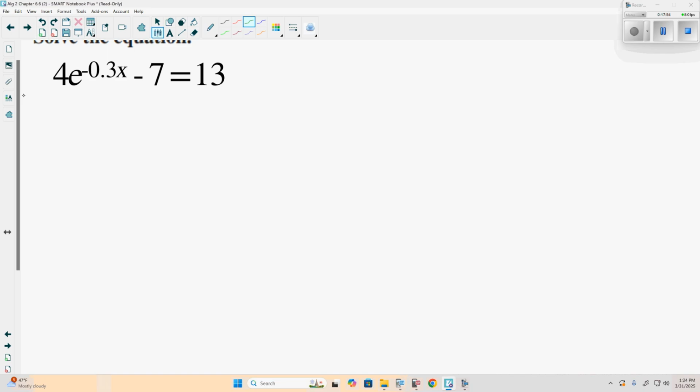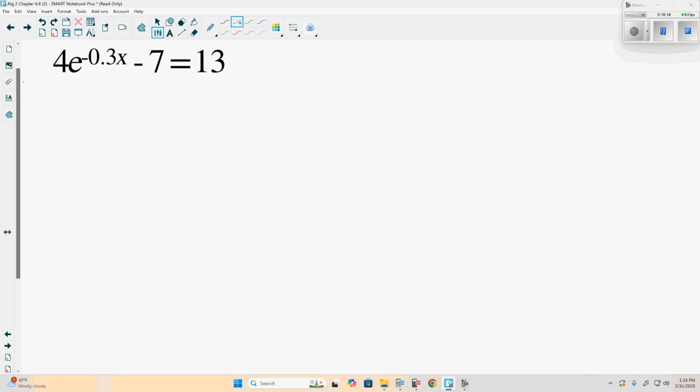Let's look at this one here. This one looks a little different. We have e instead of a base number, but it's still going to work the same. Do we have one term on either side? No. We do have 13 on one side, but our left-hand side, we have the minus 7 and the 4e to the negative 0.3x. So before we can apply logs or do anything to this solving-wise, we need to get that e, that base to a power, that variable, by itself, at that one term.